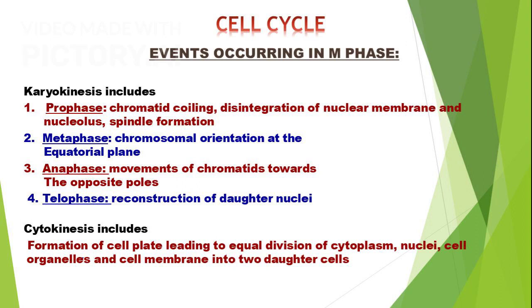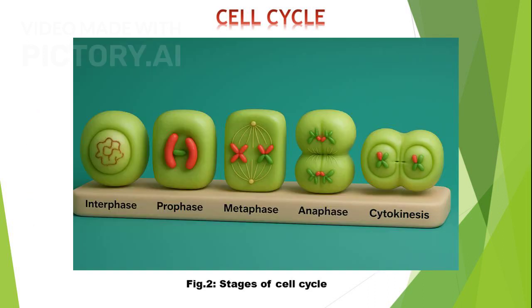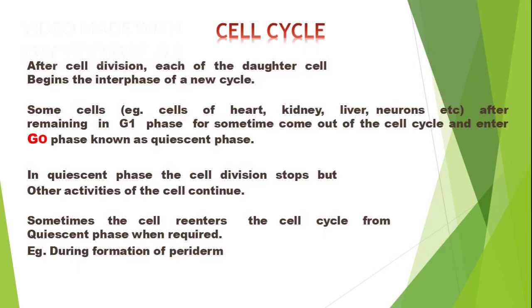The M phase includes karyokinesis, where the nucleus divides through prophase, metaphase, anaphase, and telophase, and cytokinesis, where the cytoplasm divides, forming two daughter cells. This visual representation shows the stages of the cell cycle, from interphase through cytokinesis, illustrating the progression and division of cells. After cell division, daughter cells begin a new cycle with interphase.